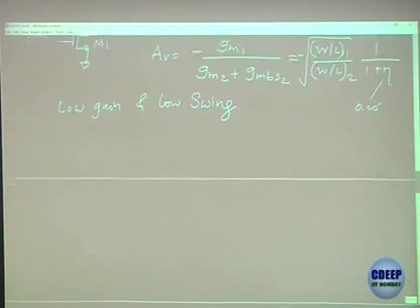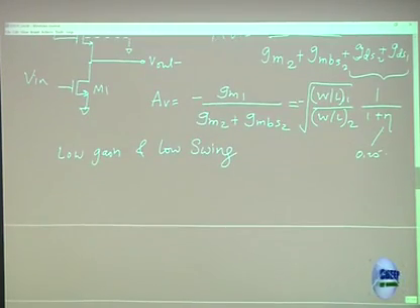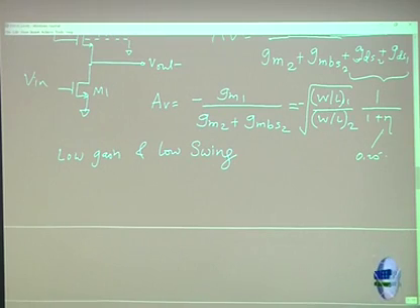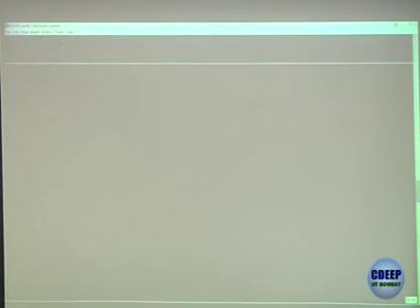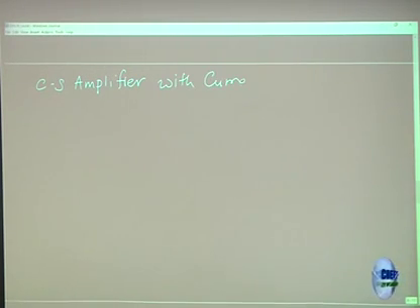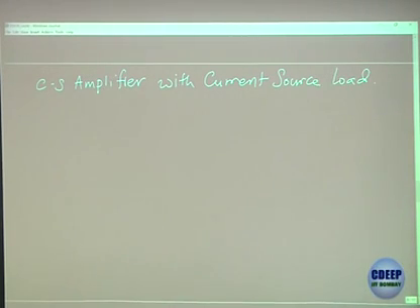Okay, that brings me to the next one. Everybody okay with this so far? Okay, so now we do the CS amplifier, again the common source amplifier, with current source load. Okay, so I'll draw the whole circuit first.